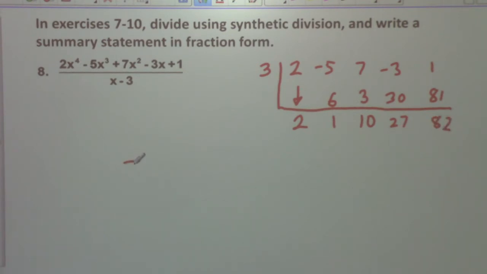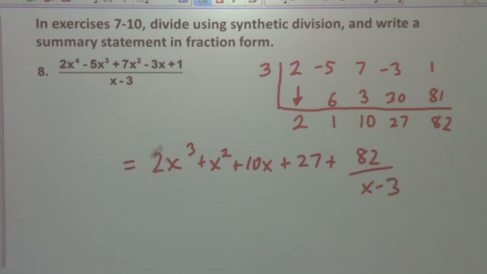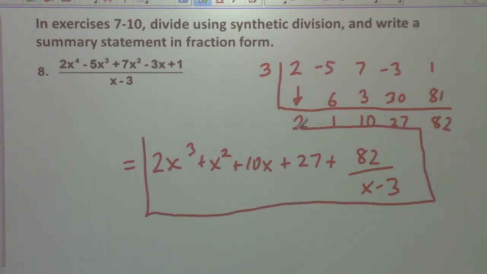So it would be 2x cubed plus x squared plus 10x plus 27 plus 82 over x minus 3. So that would be our answer. I object. You object? Motion. You don't object? Let's go ahead and do number 9. I'm going to call randomly again. I appreciate Emily working that one out for us.